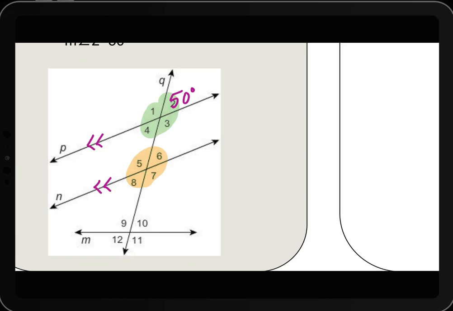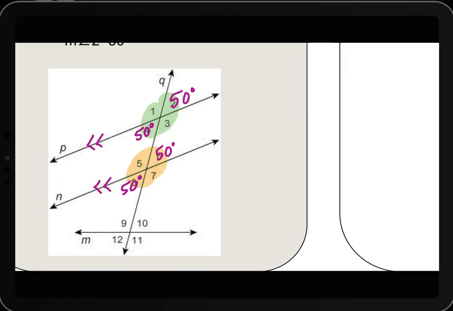So angle 2 happens to be a vertical angle with angle 4, so I automatically know that it's 50 degrees. But also angle 2 is corresponding with angle 6. That means that it's 50 degrees as well. And angle 2 also is an alternate exterior angle to angle 8. So angle 8 is also 50 degrees.